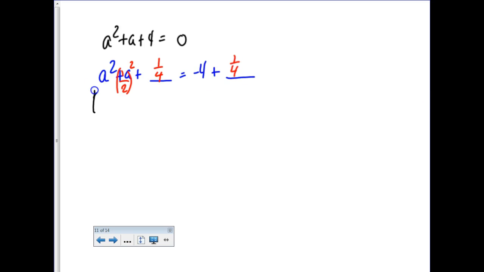And then factoring, it's always x and then plus half of the b term for the factor. So in our case, it would be a plus the half, quantity squared. All right, so this requires a little common denominator work. Negative 4 plus 1/4 would be like negative 16/4 plus 1/4. And this is where our negative 15 is coming from.